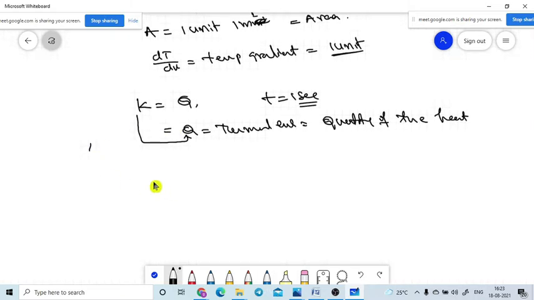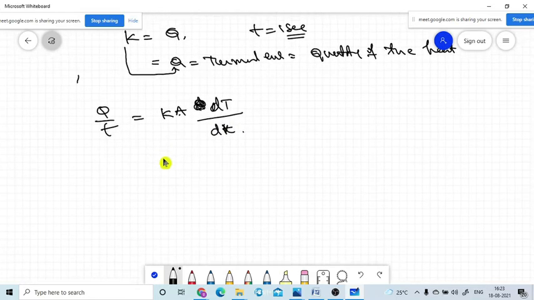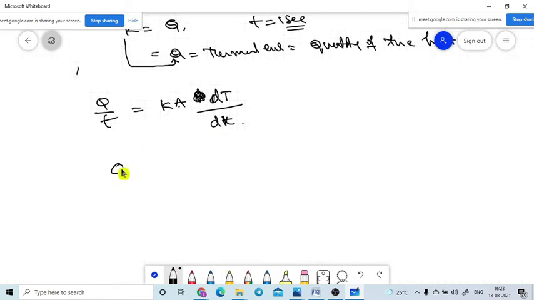Let me go for your easy understanding. So what does it mean? Q by T is equal to K into A into d theta by dx. I am writing each and every term in a simpler manner. So Q divided by time, K into area, and temperature difference divided by length.